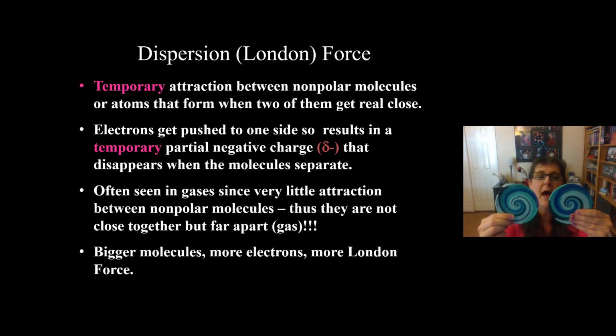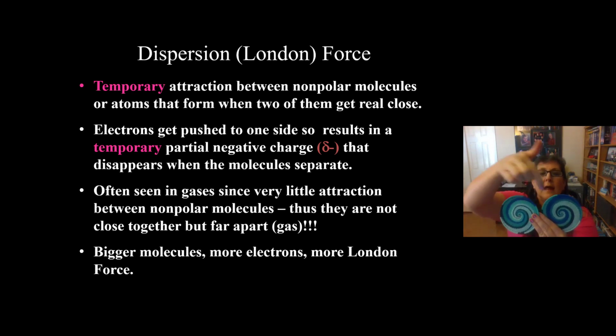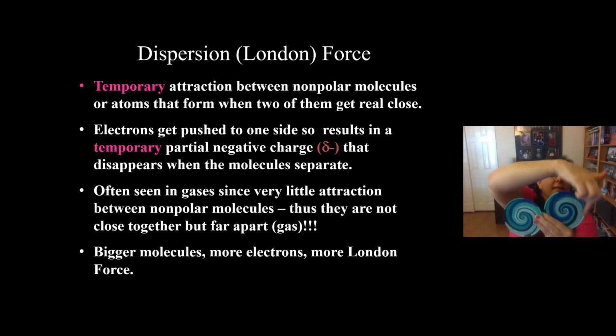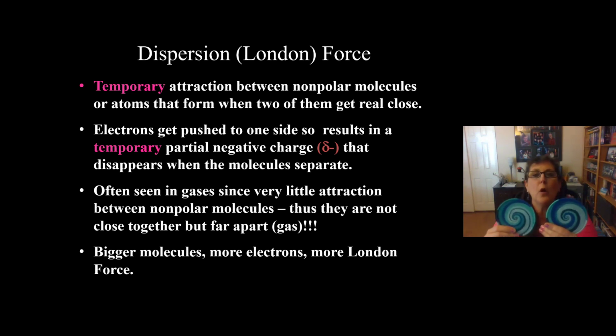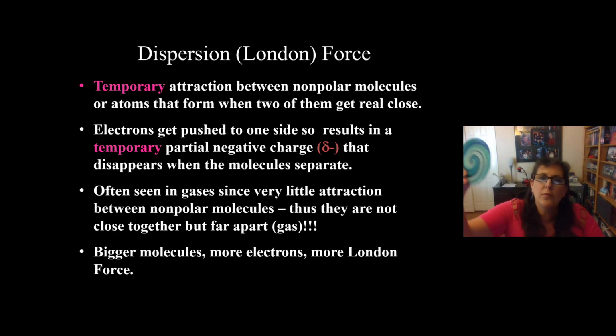Well, what's going to happen to this other atom next to it? Because this is a little bit positive, it's going to attract the electrons over. So this side will have the electrons come over and it'll be a little negative, and then this will be a little positive. So for a moment, we have delta plus delta minus interaction between these 2 molecules. But then the electrons go back to normal and there's no attraction, and so the molecules go away. So it's very, very temporary.